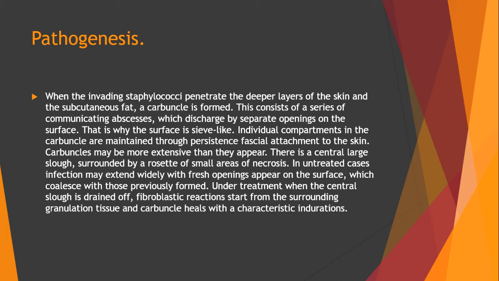That is why the surface is sieve-like. Individual compartments in the carbuncle are maintained through persistent fascial attachment to the skin. Carbuncles may be more extensive than they appear. There is a central large swath surrounded by a rosette of small areas of necrosis. In untreated cases, the infection may extend, with fresh openings appearing on the surface, which coalesce with those previously formed.